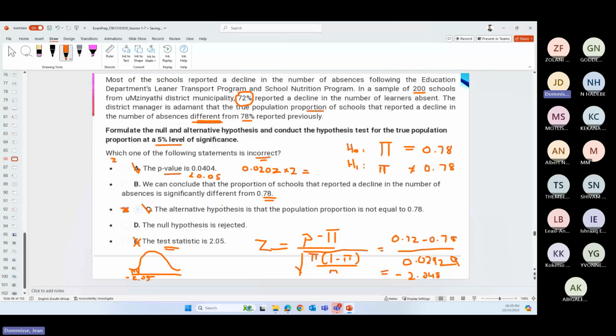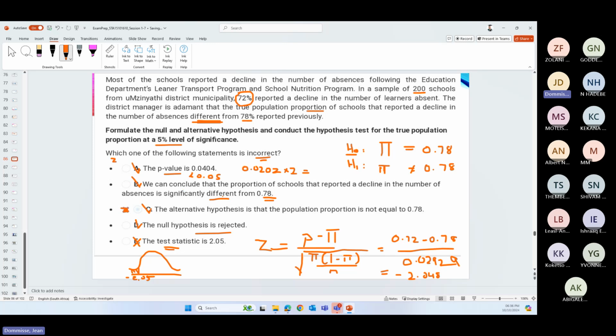So we can conclude that the proportion of schools that reported decline is significantly different, and the null hypothesis is rejected. And so both of them are correct. So we reject the null hypothesis. So we accept the alternative. The alternative says there is a difference, and that is what it is saying here, that we conclude that there is a difference.